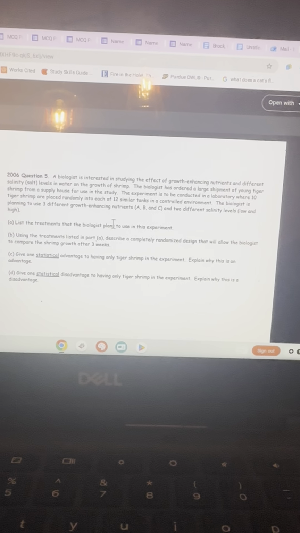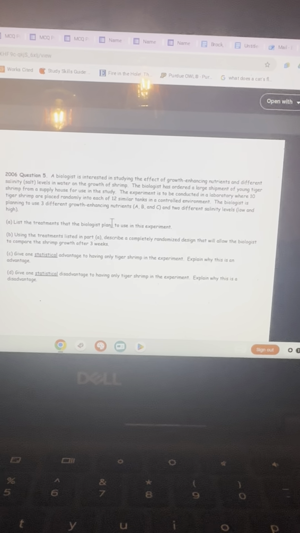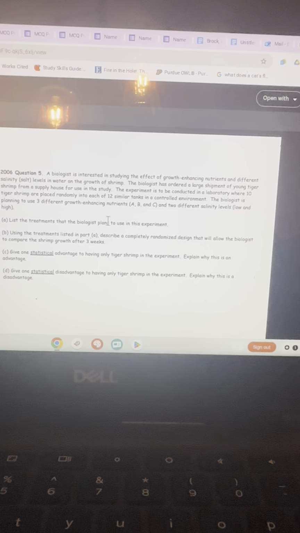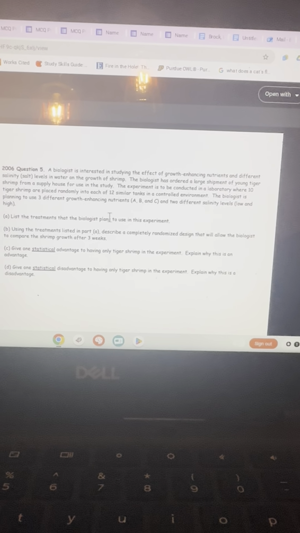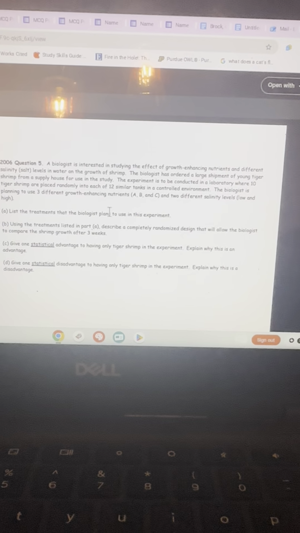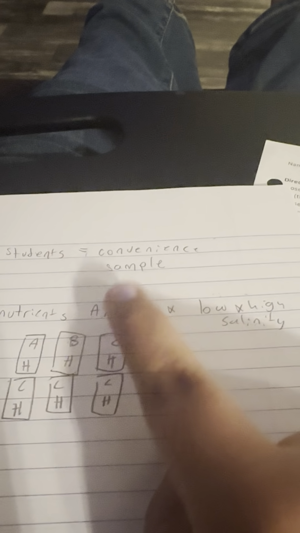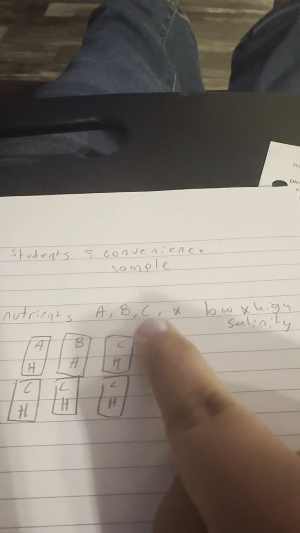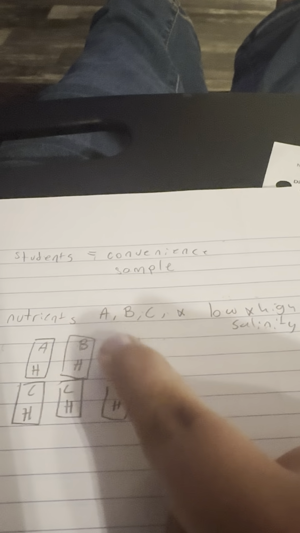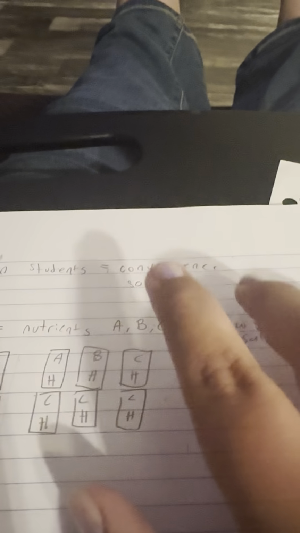The biologist is planning to use 3 different growth enhancing nutrients, A, B, and C, and 2 different salinity levels, low and high. So the treatments that are going to be used in this experiment, so there's the nutrients and then the salinity. So there would be nutrient A with low salinity, nutrient B with low salinity, nutrient C with low salinity, and then nutrient A with high salinity, nutrient B with high salinity, and nutrient C with high salinity. That would be 6 treatments, right?